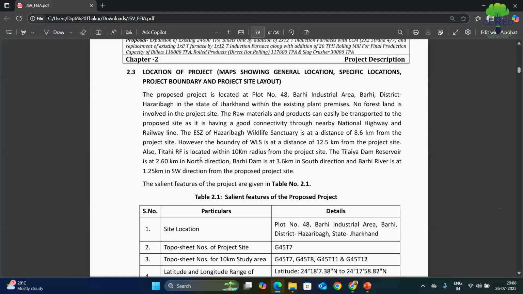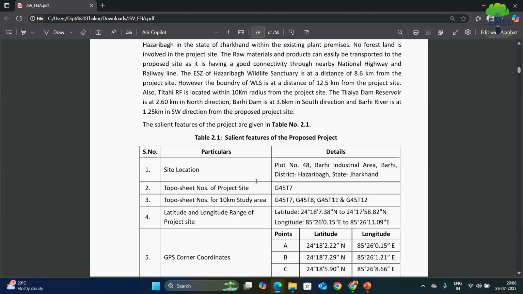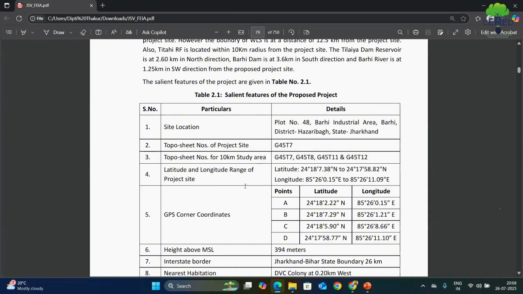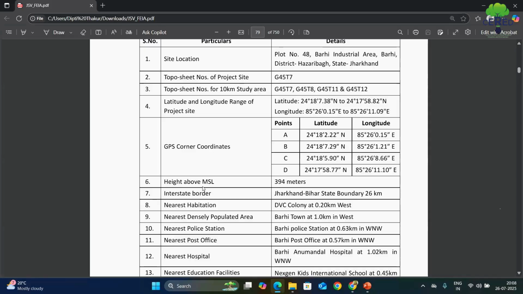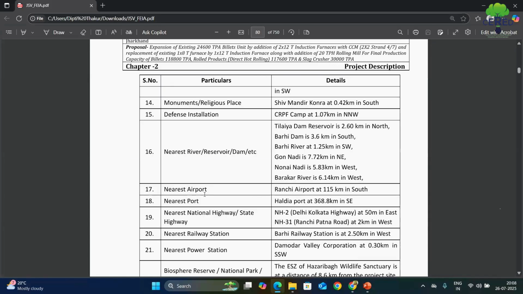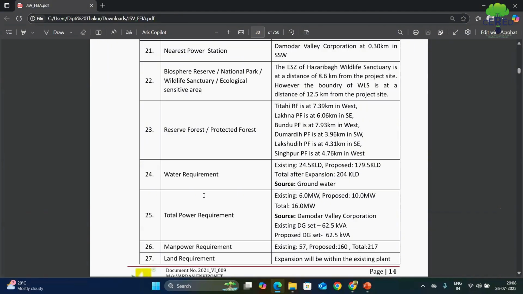Where is the railway station, and on which side the railway stations are: these are the points we have to mention under the location of the project. And then we reach the salient features of the proposed project, and this is the format. You can also prepare a format as your company or your consultancy wants.